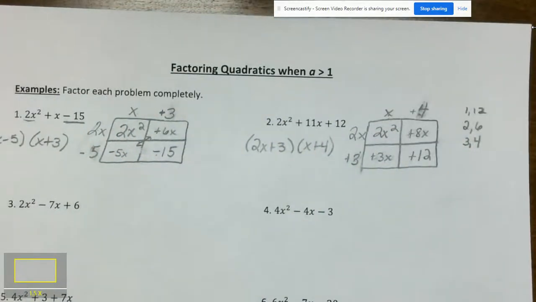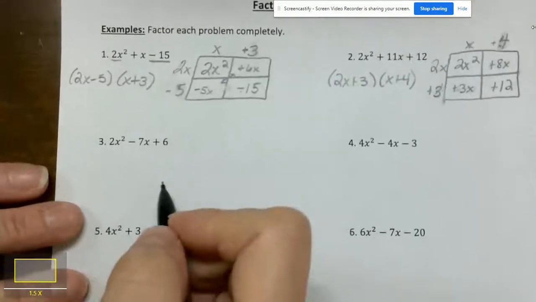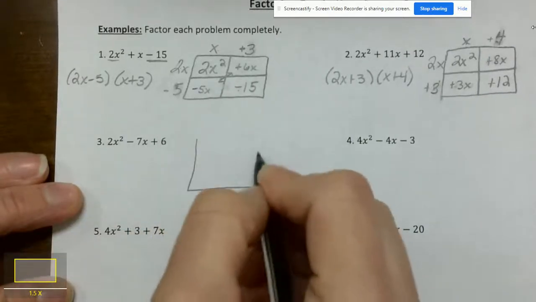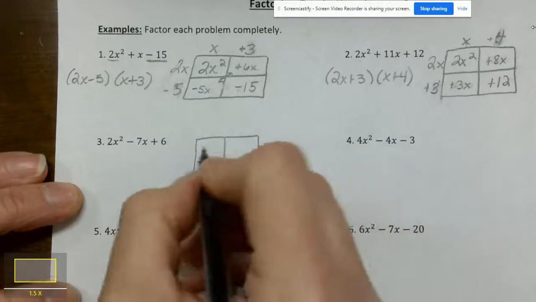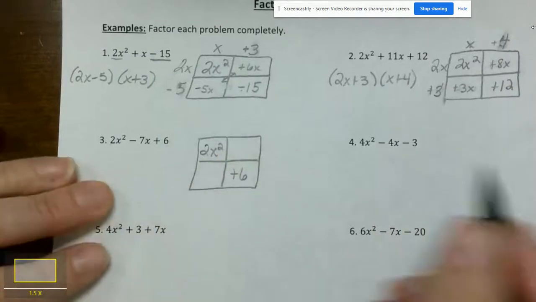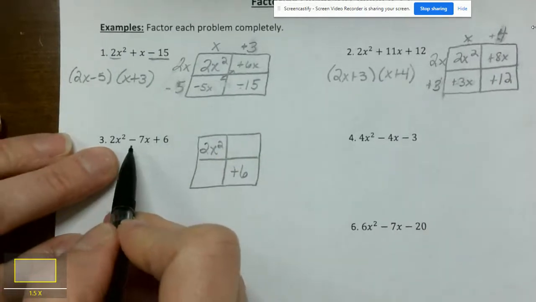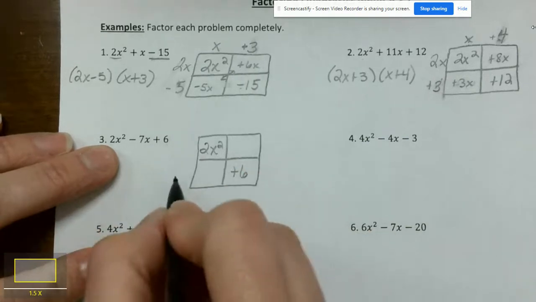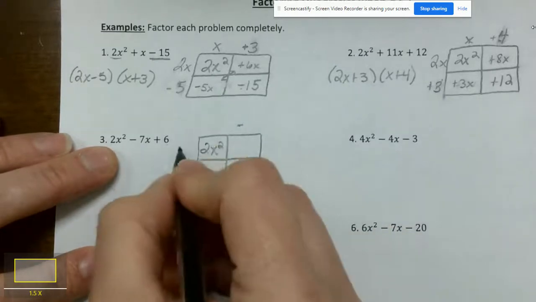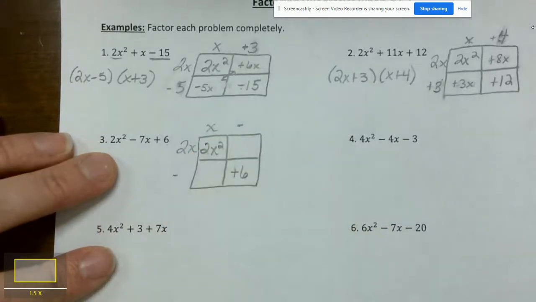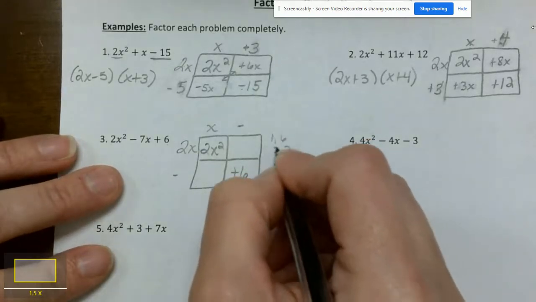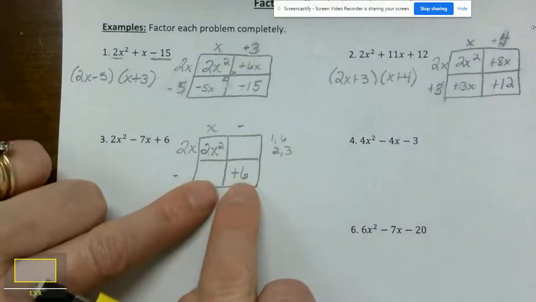All right, let's try another one. 2x squared minus 7x plus 6. Okay, let's draw our box. Okay, the first term goes in your first block, 2x squared. The last term is a positive 6. My middle term is negative. So to get a positive on the end and a negative in the middle, I know that these have to be a negative and a negative. I know that. 2x squared means I've got to have a 2x and an x. Now I've got to figure out what to use here. So the only options are 1 and 6 and 2 and 3. That's the only things I can use to multiply to get this 6 right here.